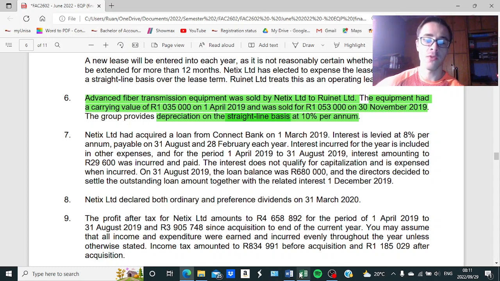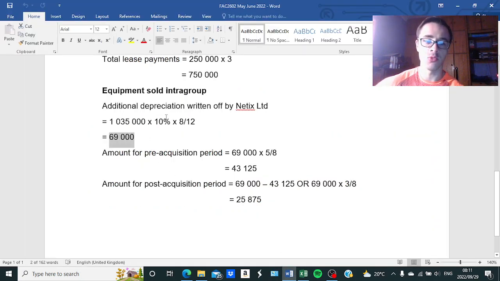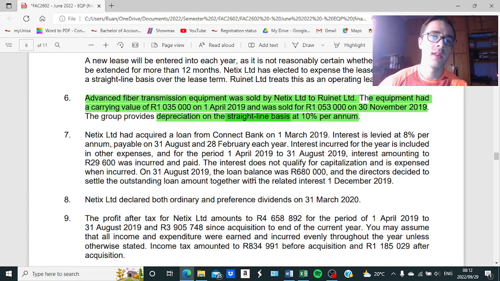So for the purposes of calculating the additional depreciation written off on this equipment, we will be using the reducing balance method, thereby writing off depreciation on the carrying value of the equipment and not on its cost. You should have arrived at an amount of 69,000, and then we had to determine the portion of that amount that must be allocated to the pre-acquisition period and the portion that must go to the post-acquisition period. From the 1st of April 2019 to the 30th of November 2019 covers a period of 8 months.